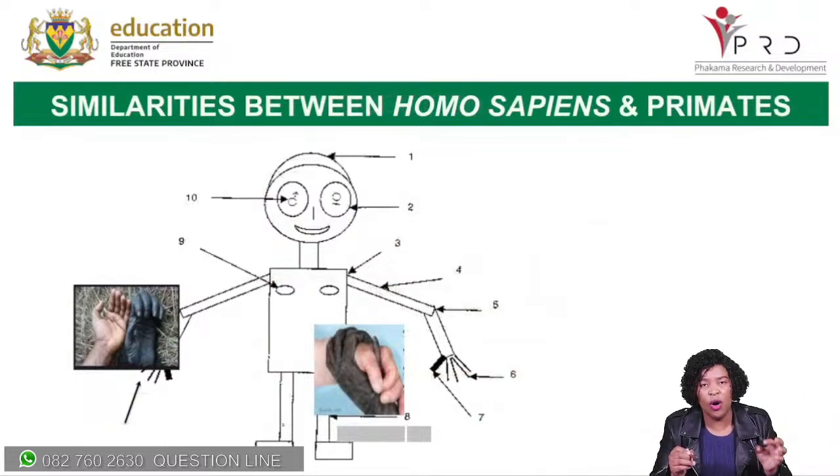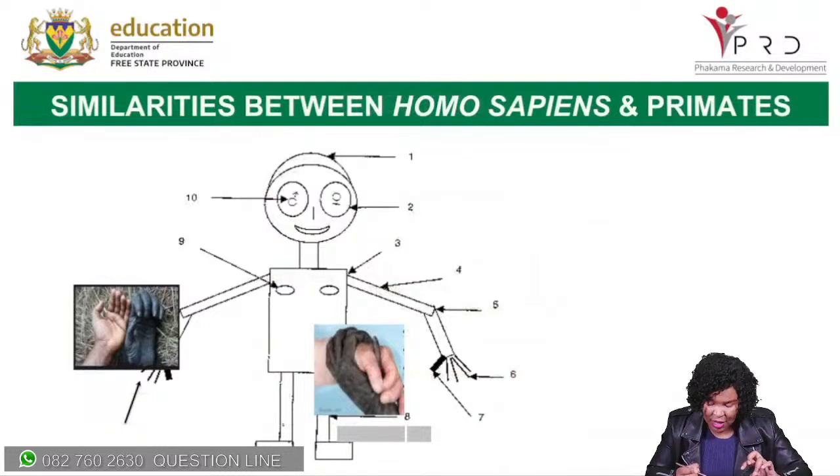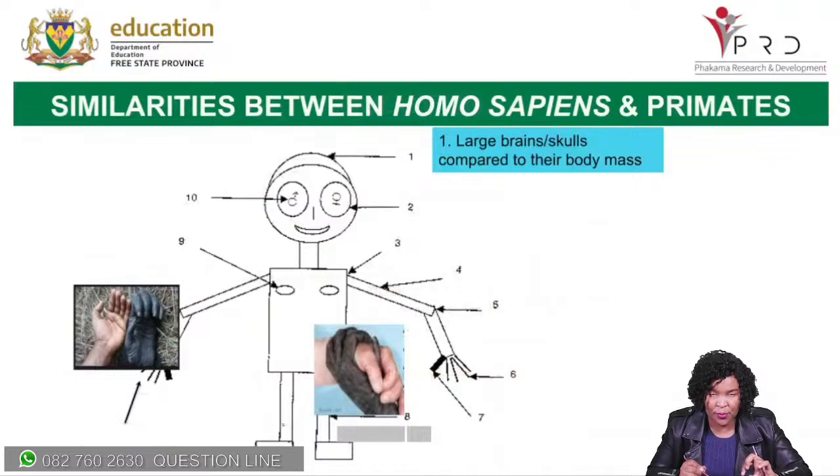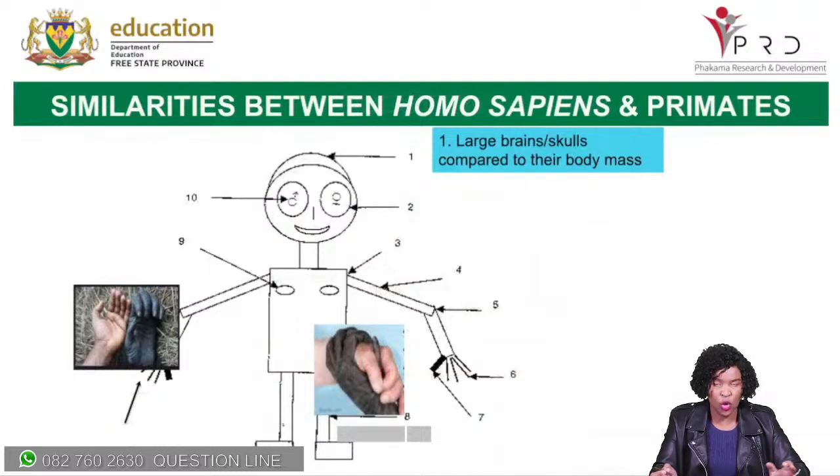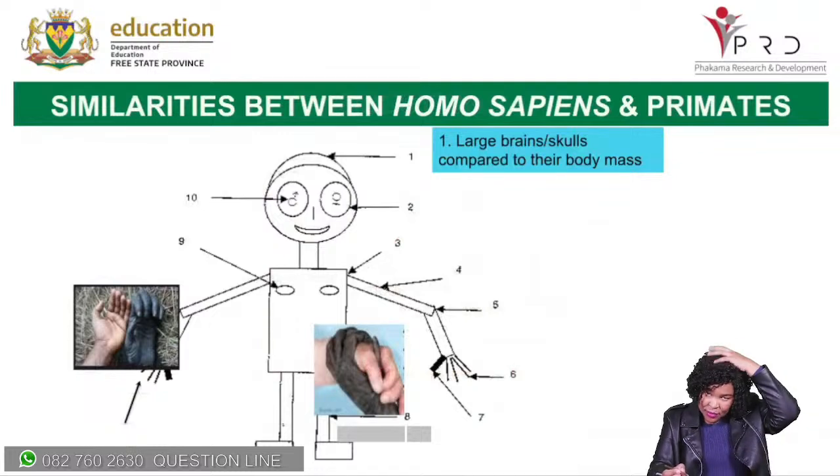So we're going to look at all the things starting from the head, going down. What are those similarities that humans share with other primates or with the African apes? So we're going to start with number one here. Number one, humans and other primates share the characteristic of a large brain or a large skull compared to their body mass. So when you start, say large brain. Number one, the similarity is large brain.